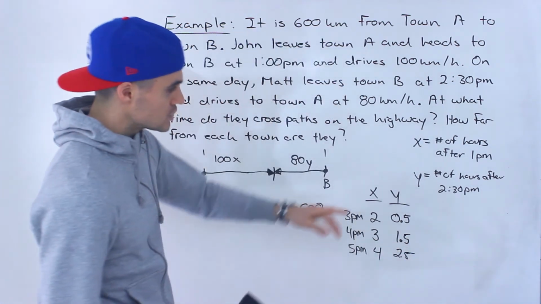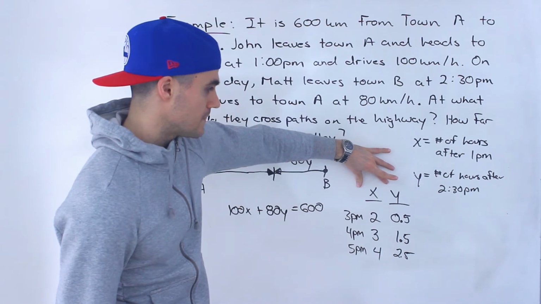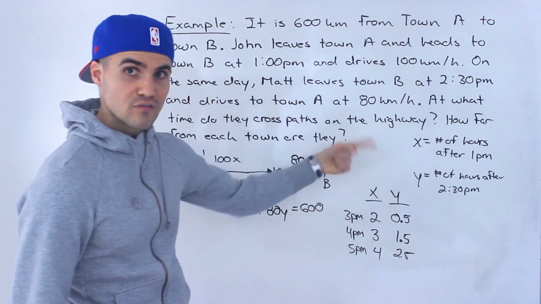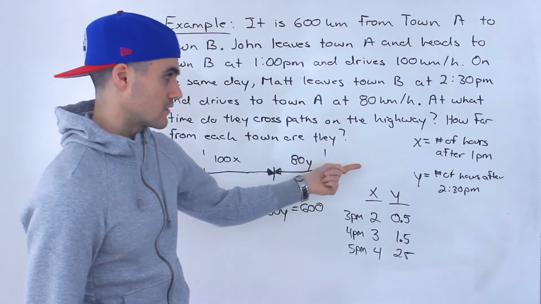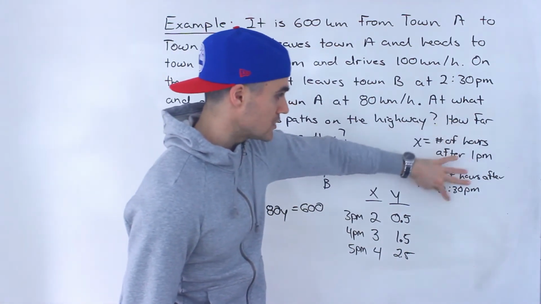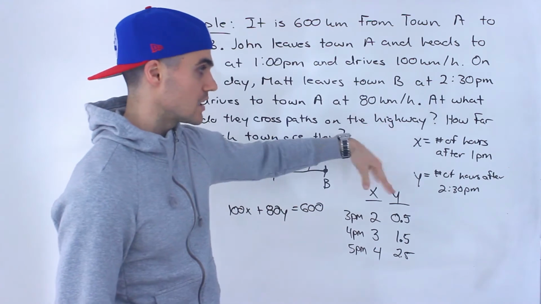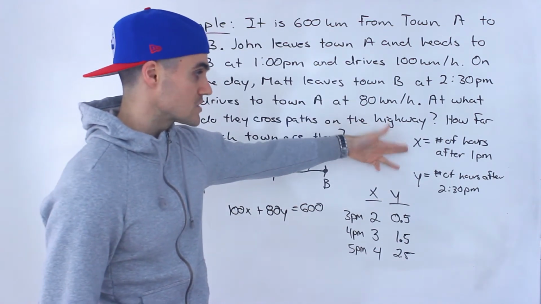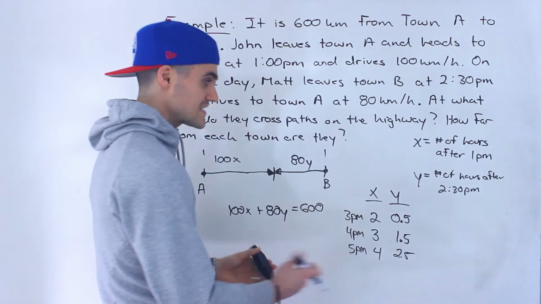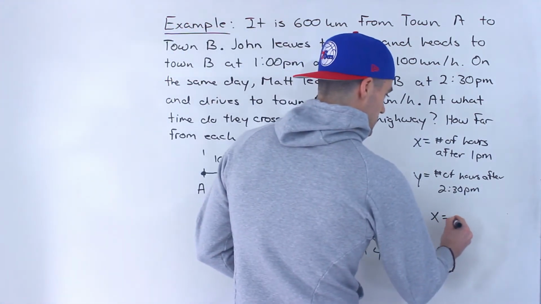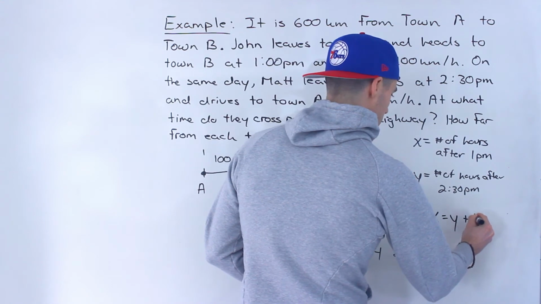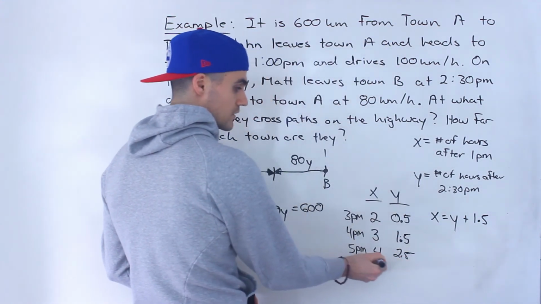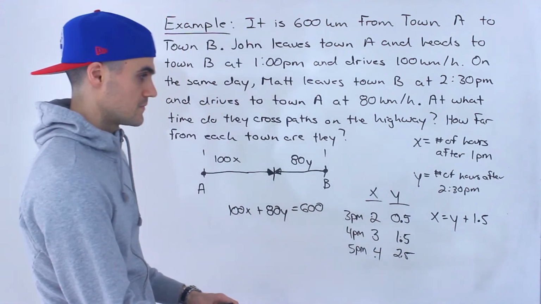So notice the relationship here between x and y. Notice that x is always greater than y by 1.5 hours. Right? And that makes sense because between 1 and 2:30 is 1.5 hours, and x is the number of hours after 1 p.m., y is the number of hours after 2:30 p.m. So x is always going to be greater than y, and more specifically, x is always going to be y plus 1.5. Notice if we add 1.5 to all these values, we get the x values.